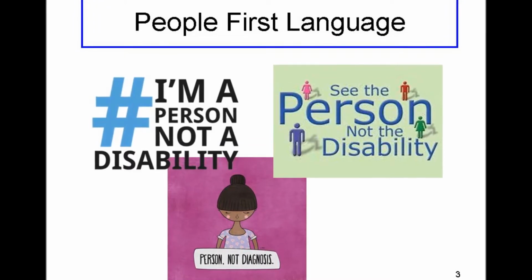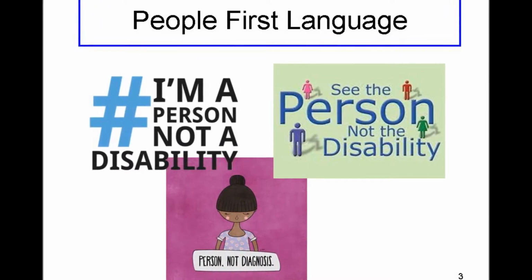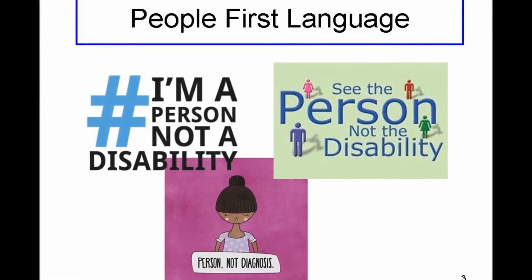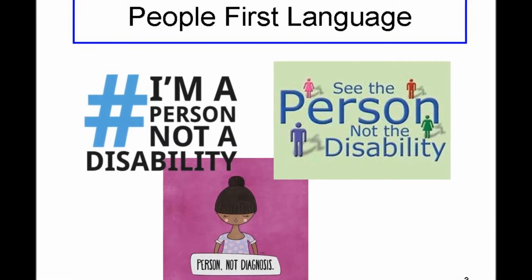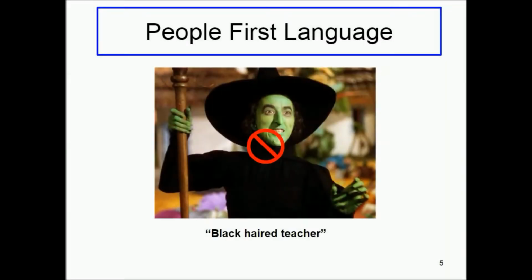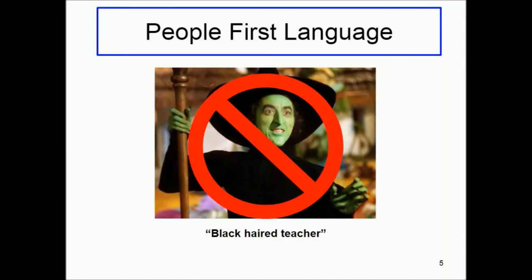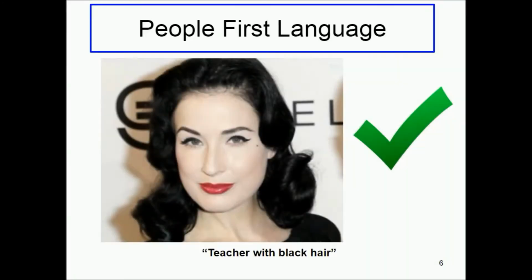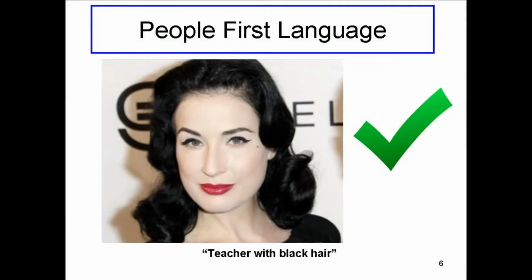I think it's safe to say that we all want people to focus on us first and not one of our characteristics. I wouldn't like it if people referred to me as a black-haired teacher. I would much rather be the teacher with the black hair. Do you see how much better that sounds? The first example makes me sound like a witch, and the second example makes me sound like a raven-haired supermodel.